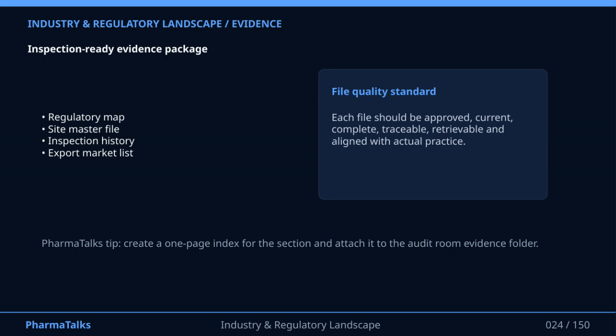This consistency is crucial for smooth and successful inspections. A practical tip here is to create a one-page index for the section. Attaching this index to the audit room evidence folder can significantly streamline the review process and make navigation easier for auditors. This helps demonstrate a well-organized and transparent regulatory approach.